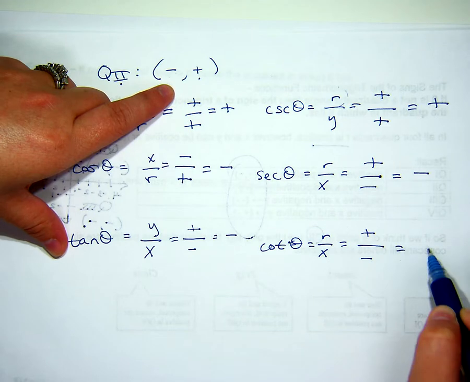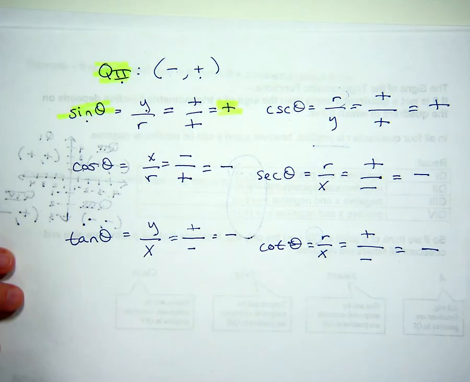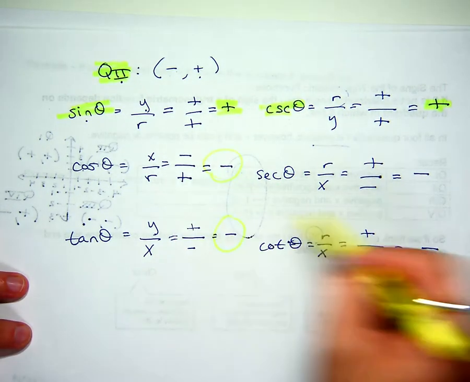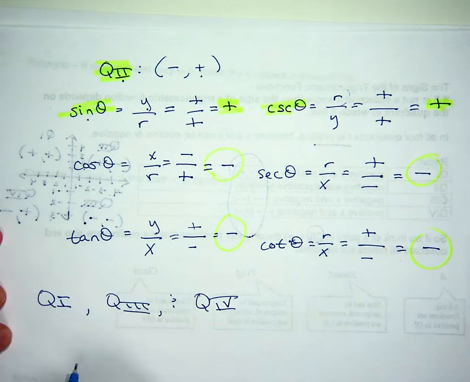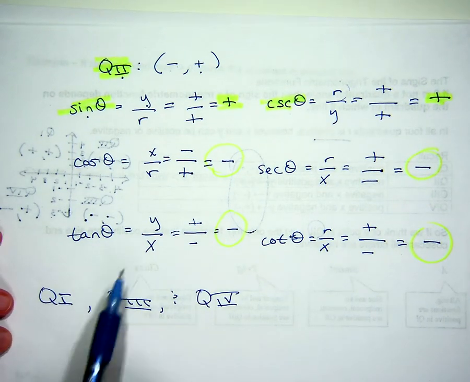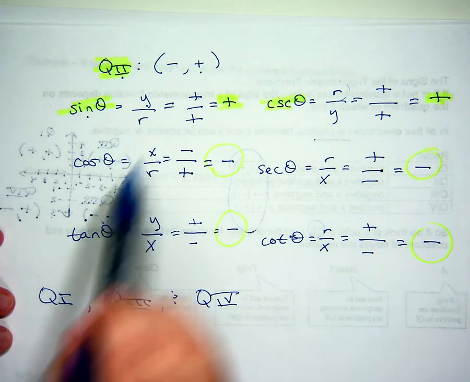So let's look at this. For quadrant 2, only sine and cosecant are positive. Everything else is negative. And you can go and prove this. And I want you to do that. I want you to do this for quadrant 1, for quadrant 3, and for quadrant 4. I want you to prove what we just did for quadrant 2 using each and every one of these quadrants. And what you're going to find is this.